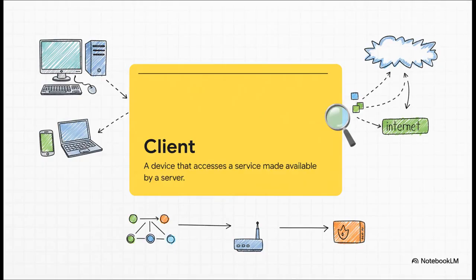Okay, so in any conversation on a network, one device has to kick things off by asking for something. We call that device the client. And that could be your PC, your laptop, or the smartphone that's probably in your hand right now. The client is always the one doing the asking.